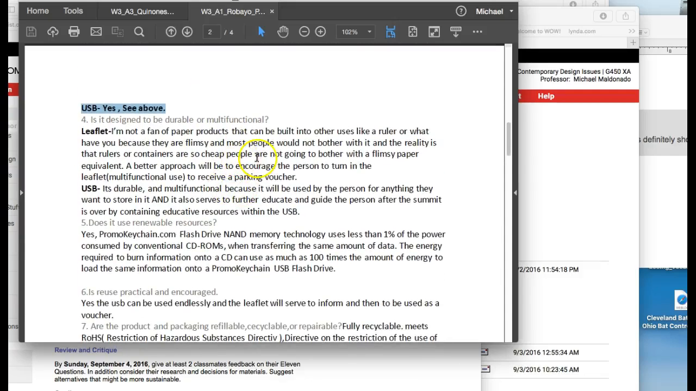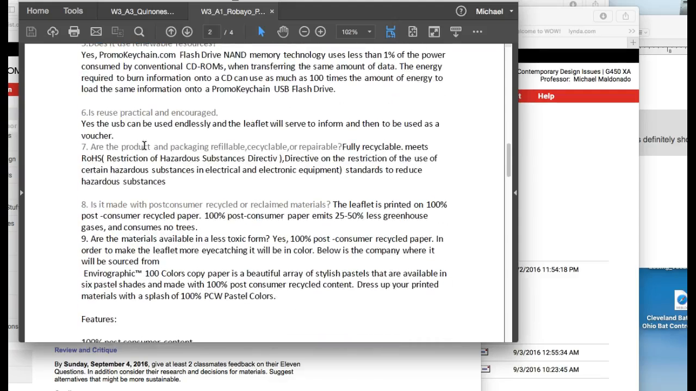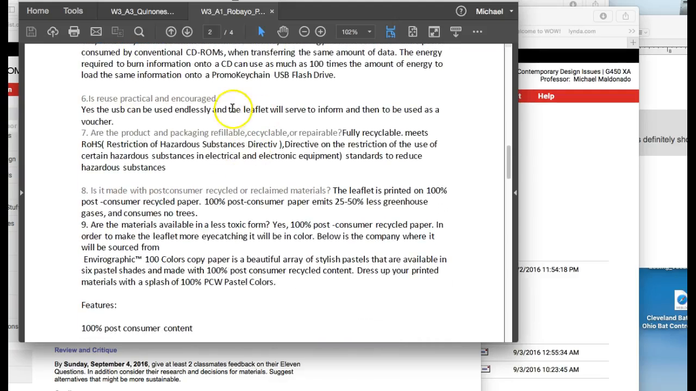Okay, leaflet. Not a fan of paper products. I'm with you on that one. USB. Okay, good. Is it reusable?